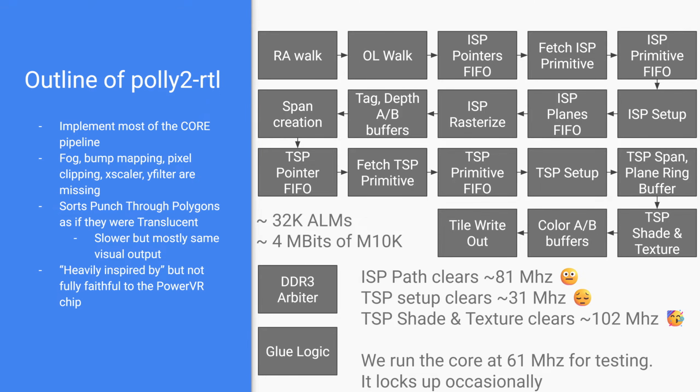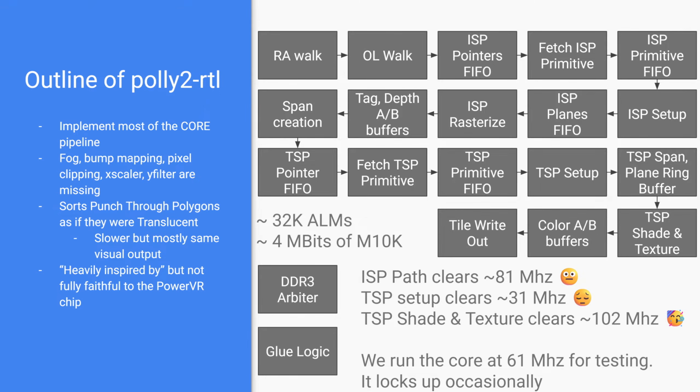Also, the setups: the triangle setup for ISP can do one primitive every 14 cycles, and for TSP every 52 to 58 cycles. Those numbers are likely to go up as things get more complete. We will see, because we have some glitches and we need to widen some paths.